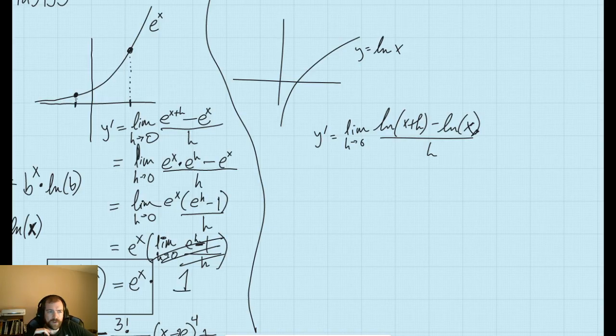So when we're trying to find derivatives of any particular function, we're using the limit definition of derivative. There's a couple of ways we can go to actually solve the derivative for y equals the natural log of x. First way is to actually use the limit definition of the derivative.